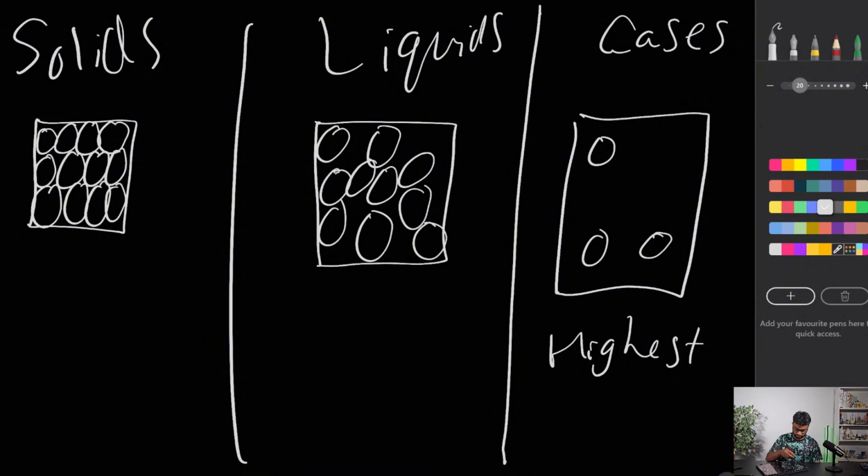And in solids, they have the lowest energy because the particles can't move about, they're in fixed positions, they only vibrate about their fixed position, so they have the lowest energy out of the 3 states.